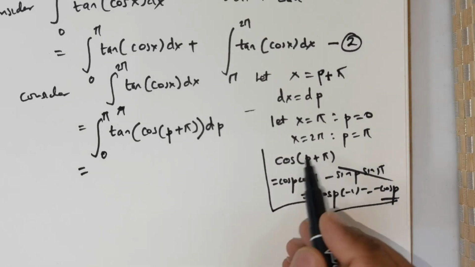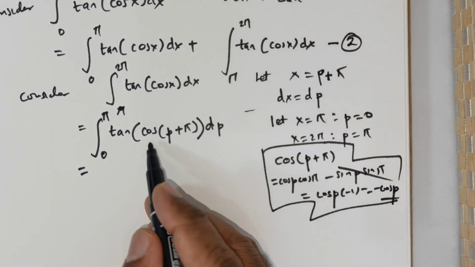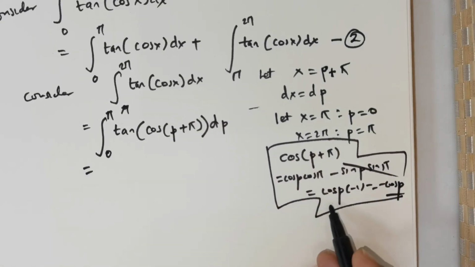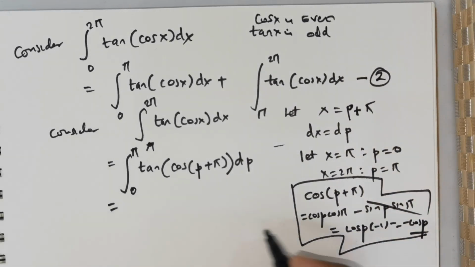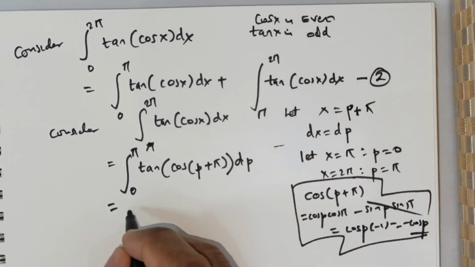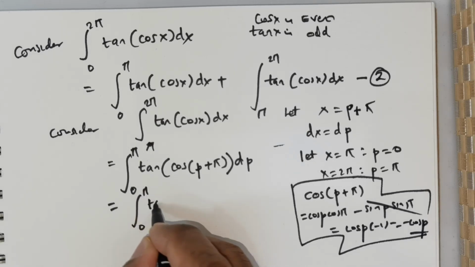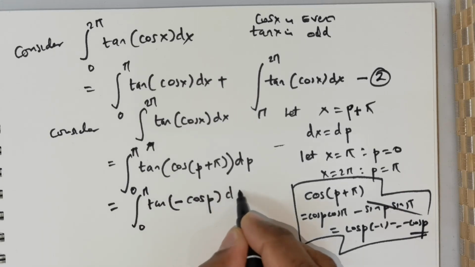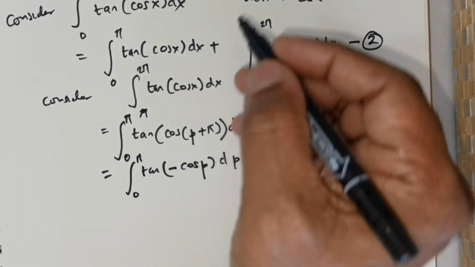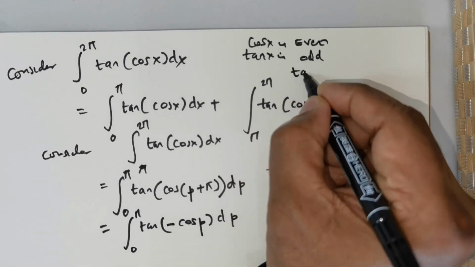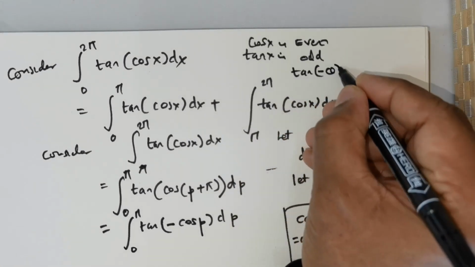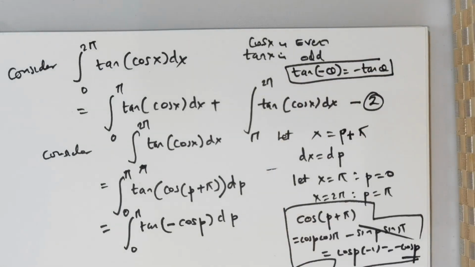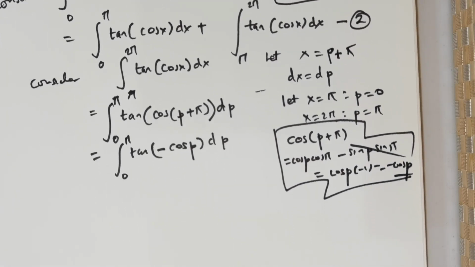This is for your understanding. If you know what cos of p plus pi is, you can directly substitute it. You don't have to work out these things; this is just some basic information. So this is going to be equal to the integral from 0 to pi of tan of negative cos p times dp. Now I mentioned in the beginning that tan is odd. What is the meaning of tan being odd? It means tan of negative theta is equal to negative tan theta.